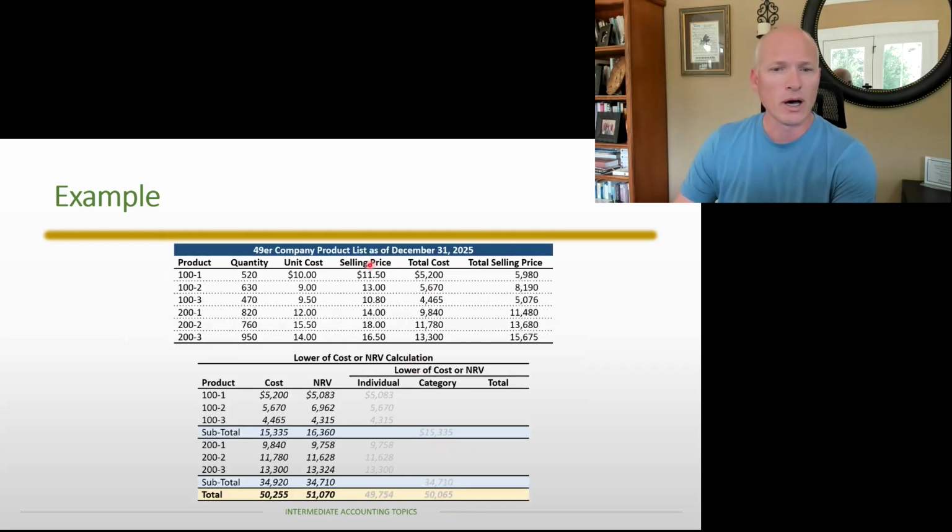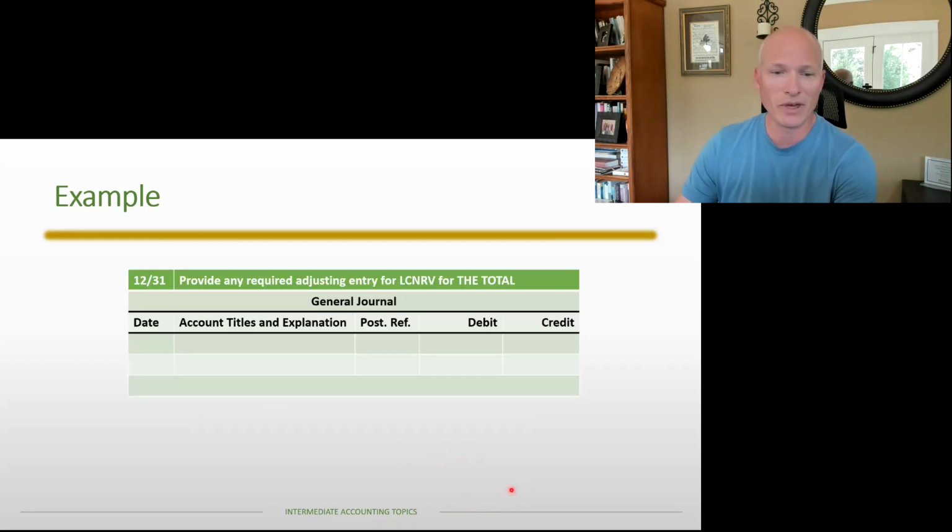All right, so the last point of comparison, instead of doing either individuals or groups, you're just doing the inventory as a total. So we're just comparing these two numbers, and we're just carrying over the lower of the cost or the net realizable value. In this case, the cost is the lower, right? So what we have in that situation is there is no difference, so there's no journal entry. There's no write-down that would be necessary.